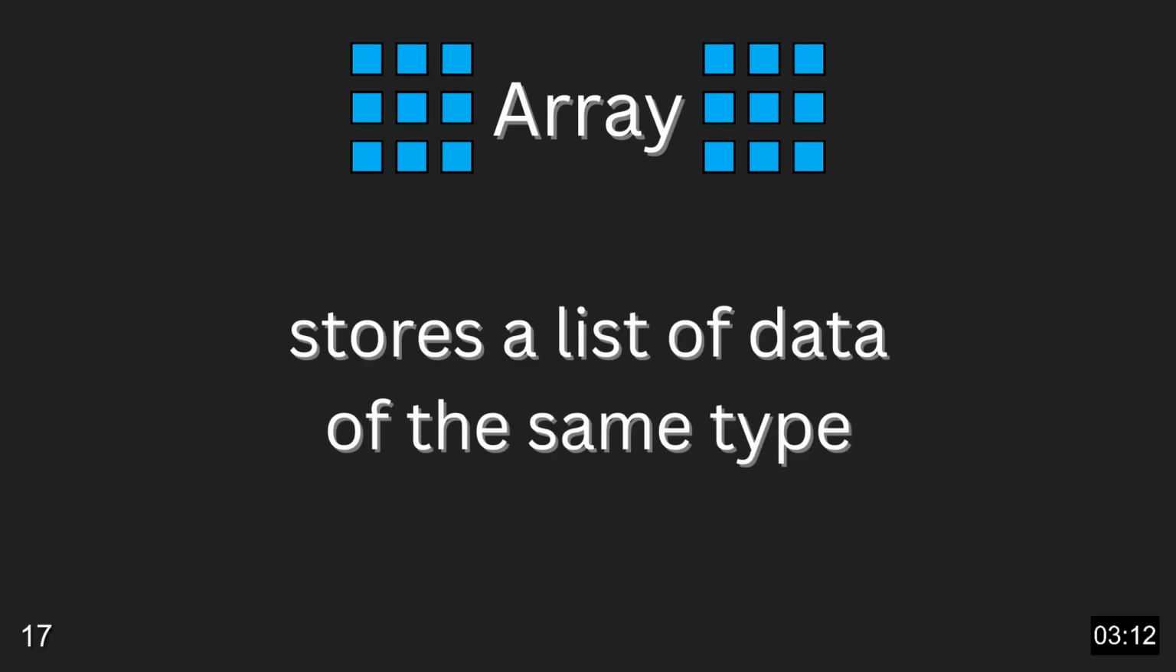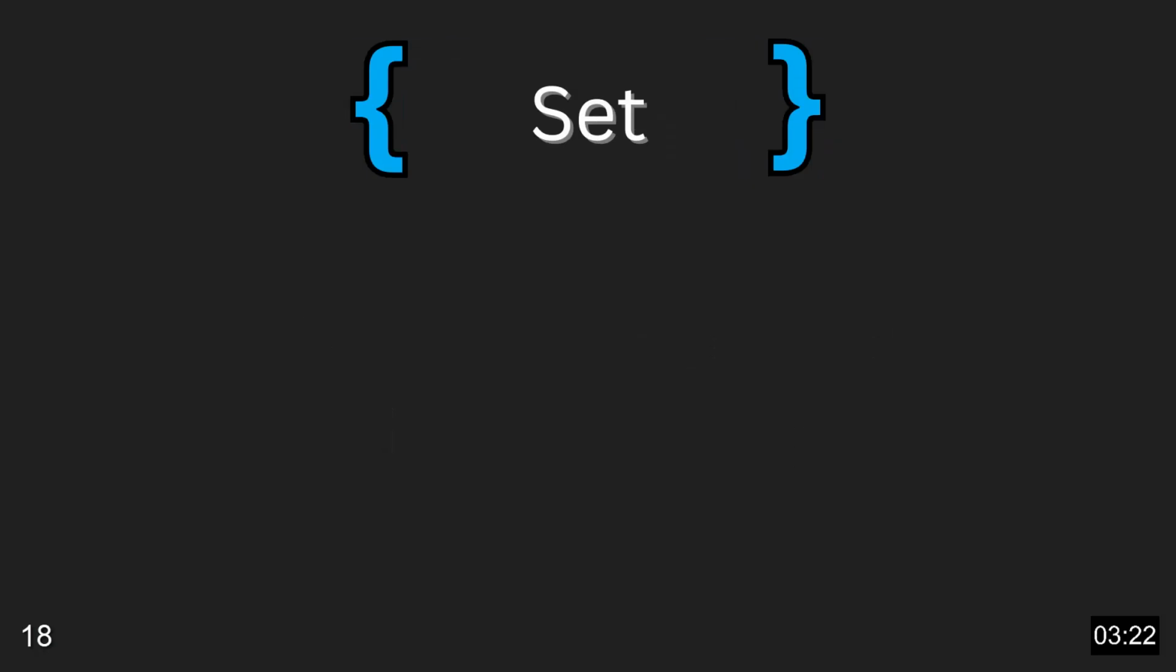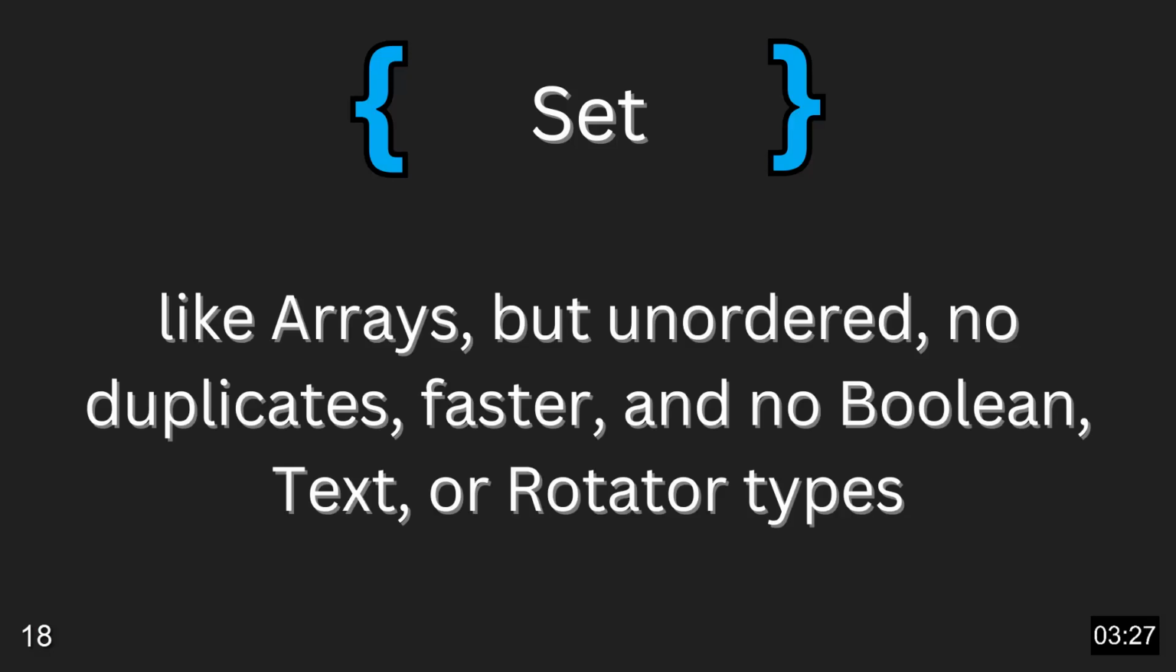An array can store a list of data that is all the same type. So you can have a list of any of the types we've seen so far, such as a list of integers, a list of objects, and so on. A set is also a list of data that is all the same type. The difference is that sets are unordered, can't store duplicate values, are slightly faster to perform operations on, and can't use the Boolean, text, or rotator data types.